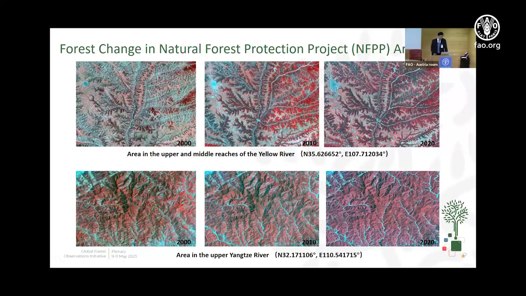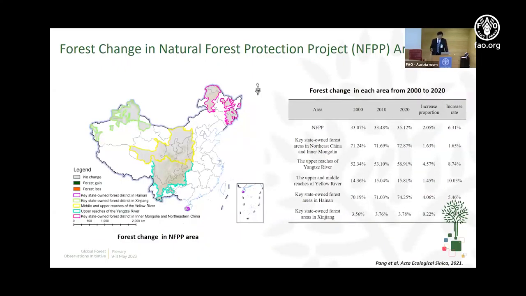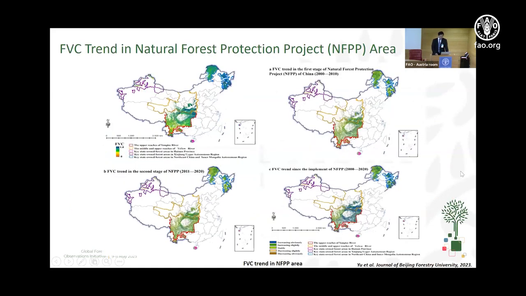This composition covers the time from when the project started in 2000, and 2010 and 2020. For all of these data we try to consider the local trees' phenology to make them more comparable. And then we can see how the forest changes from the forest coverage areas. For each area, you can see how much forest has increased. This is from the amount point of view.